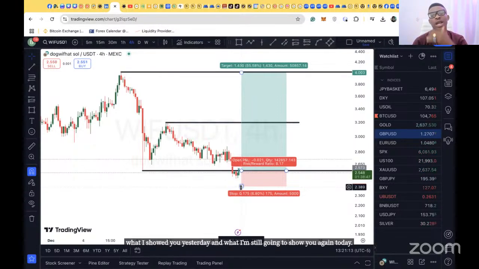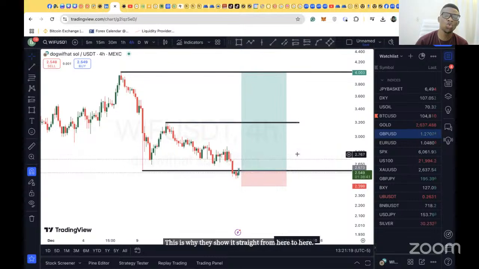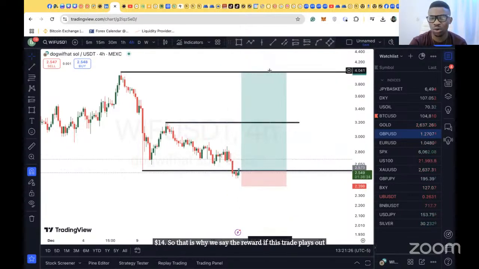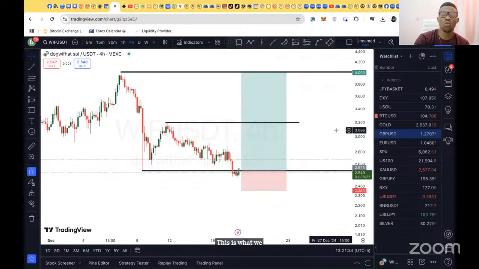But if this trade goes well, this is a 1:8 trade from here to here. You are going to make 2 times 8, $14. So that is why we say the reward, if this trade plays out, is better than the risk if this trade doesn't play out. This is what we call a good risk to reward ratio.